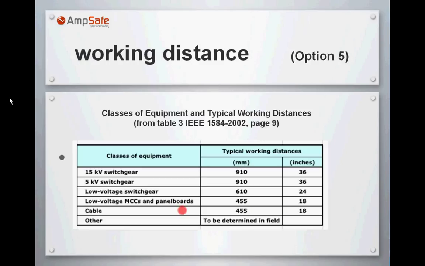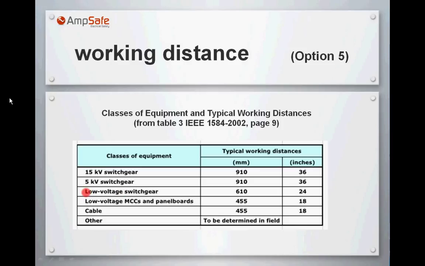15 kV, so this is medium voltage switchgear. The working distance is 36, okay? So it depended upon the switchgear, which is the type of equipment, and the voltage. Now, let's keep the same type of switchgear and lower the voltage. About 5 kV switchgear, the same value, 36, okay? Now, let's keep the same type of equipment, switchgear, but we change the voltage. This is low voltage, okay? Oops, it went down to 24.